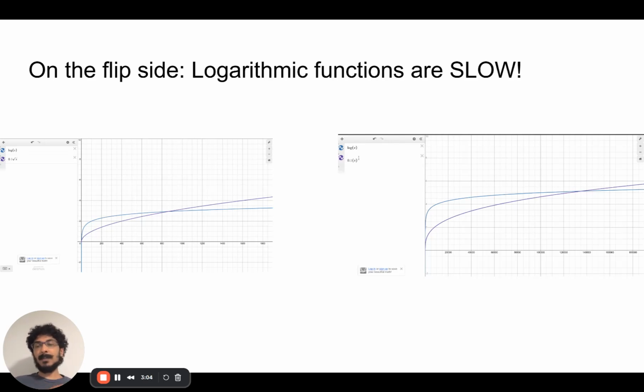On the flip side, because exponential functions are the fastest growing functions, logarithmic functions are really, really slow. So you can see here we have log of x, the blue function, next to the square root and the cube root of x on the left and the right, respectively. That's the purple function, and you can see that eventually both functions overtake log of x.